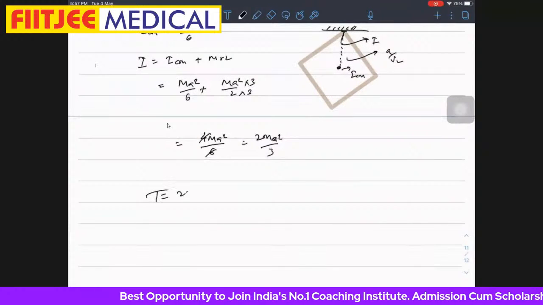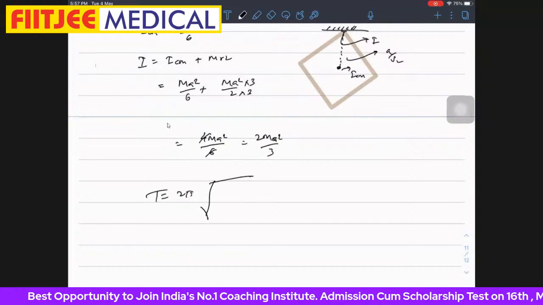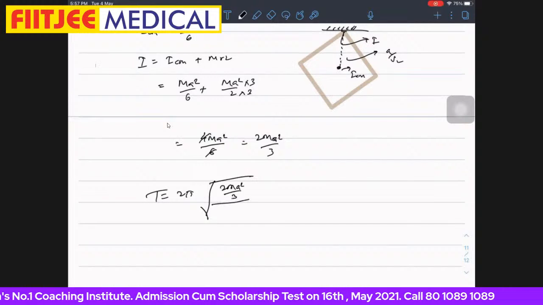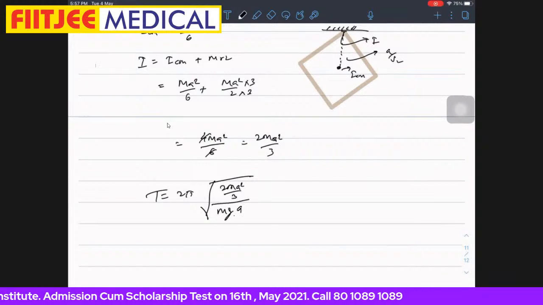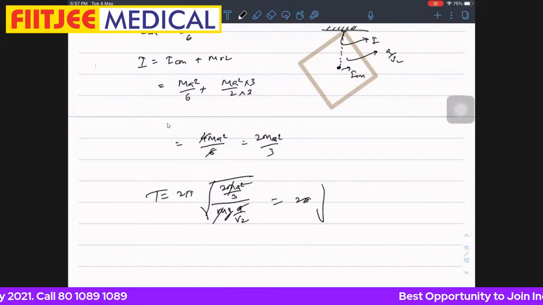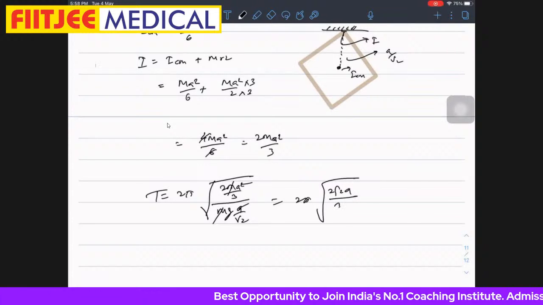So the time period will become 2 pi root under I by m g l c. So 2 m a square by 3, and m into g and l c will become a by root 2. This will become 2 pi into root under 2 root 2 a by 3 g.